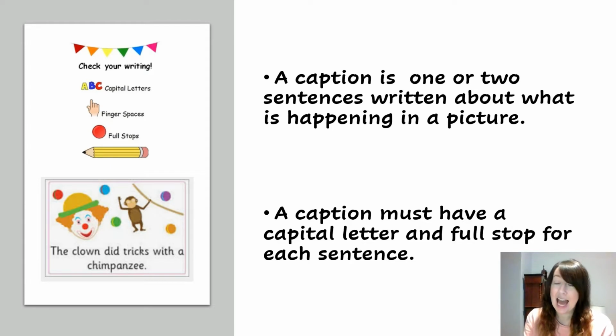Quite easy actually. A caption is one or two sentences that's written about a picture. So you can see at the bottom there's a clown and a chimpanzee, and the sentence that matches it says, the clown did tricks with a chimpanzee. That sentence tells us what is happening in the picture. The caption tells us, and it says at the top, a caption must have a capital letter and a full stop for each sentence, and of course I expect to see finger spaces too. So there's a little check picture there to help you remember capital letters, finger spaces and full stops.